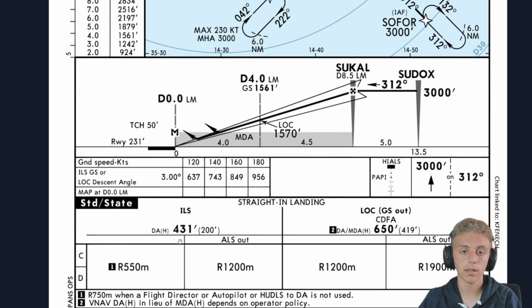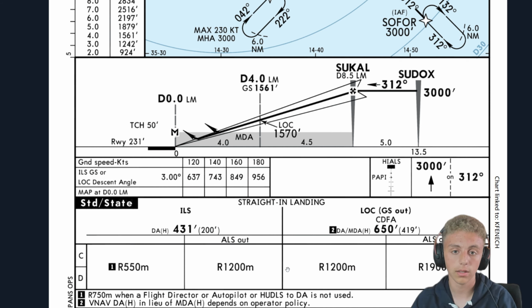to have a safe landing. For ALS out, for having your approach lighting systems out, and with them. So if you have approach lighting systems, your RVR is 550 meters, correction. And if your ALS is out, your RVR is 1,200 meters. This is given to you by ATC.